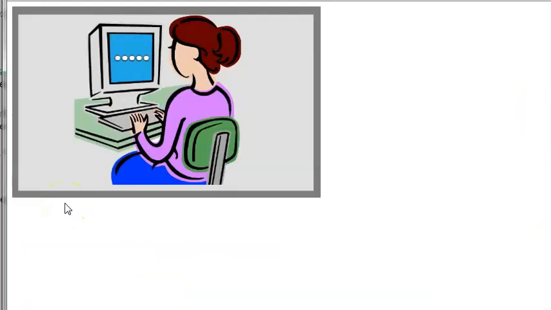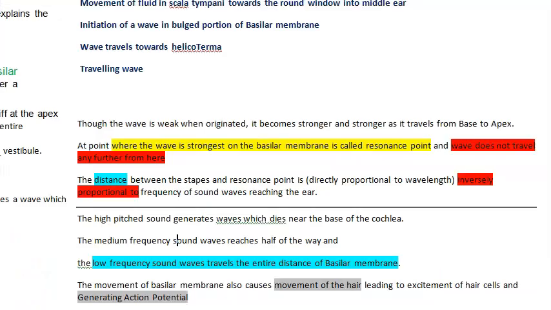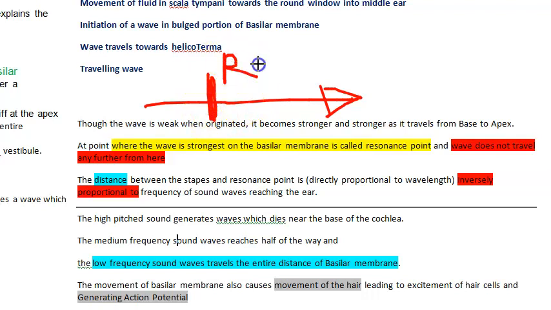Now we will add something about resonance. Hear this now. So what happens? The wave moves from the base till the helicotrema, right? Now wherever the wave is strongest on the basilar membrane, it is called the resonance point, okay, and it does not travel any further from here. So wherever it is strong, that is the resonance point, from here it does not move any further. So this is what you have to understand.